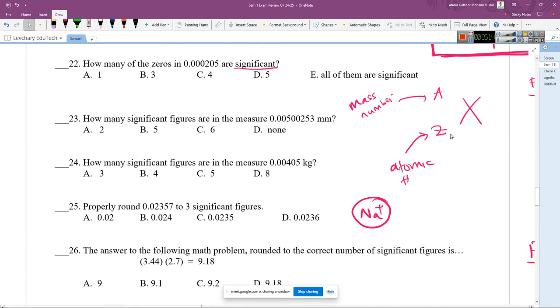Can you try the 22nd one now? There are 3 significant figures, right? Why? Because the leading zeros will not be considered. And how do you call this zero? It's called an interior zero, in between two numbers, so we can count it. And the 23rd?